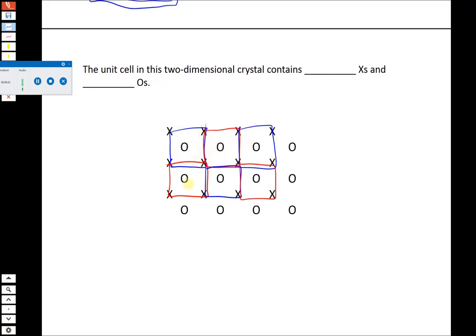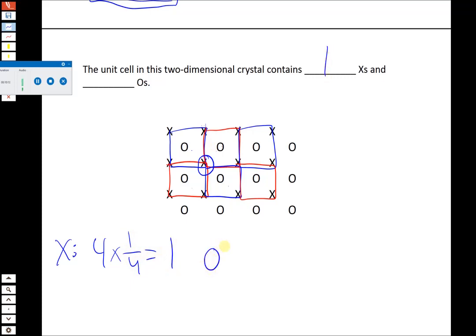If we want to count, for the X's, in each of these squares I've drawn there are 4 of them, but they're at the corners. Each corner position, for example that one there, is shared by 4 adjacent unit cells. This is 2-dimensional now, not 3-dimensional, so we just look at the plane of the page. This X is in between those 4 unit cells, and we count each as a quarter. So we have 1 X in the unit cell.